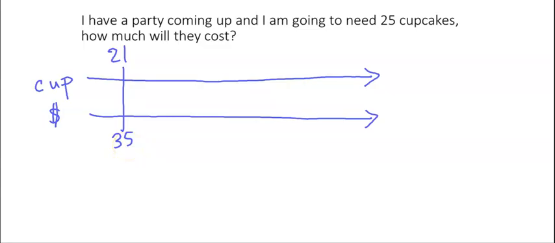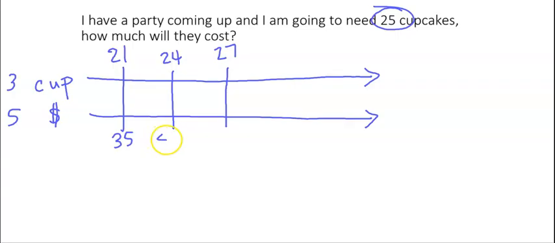Remember, our original ratio had us going up by 3s and 5s. So as I go up then, I can do 21 plus 3 would be 24. That's close, but I need 25. So I think I'm going to have to go another equivalent ratio here, which would get me to 27. And down on the bottom, if I'm going by $5, this would be $40, and this would be $45.